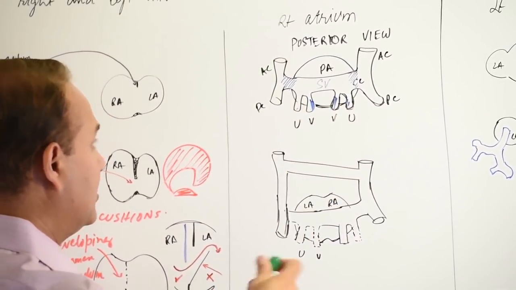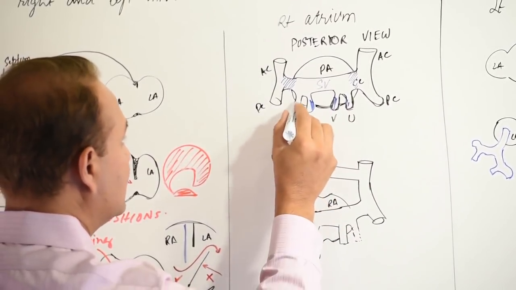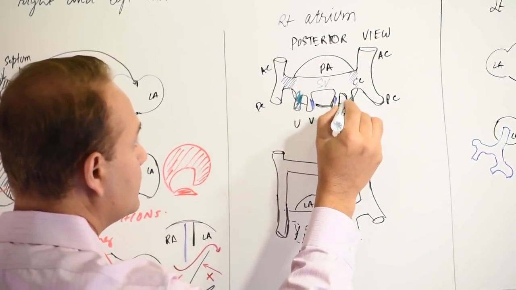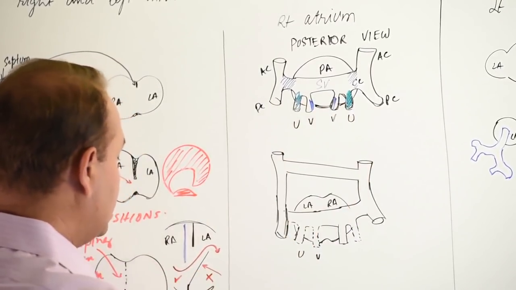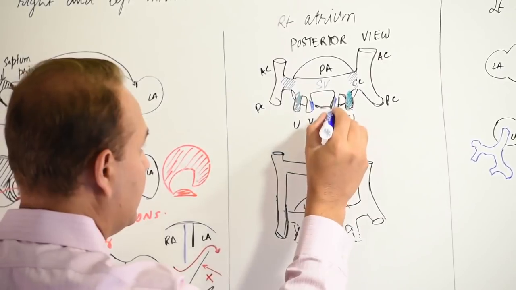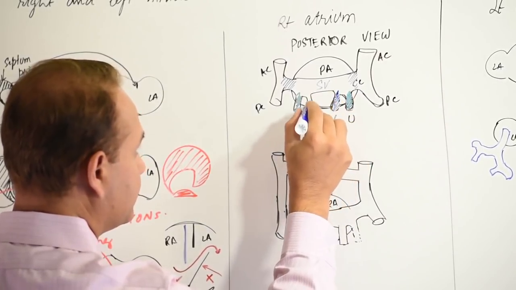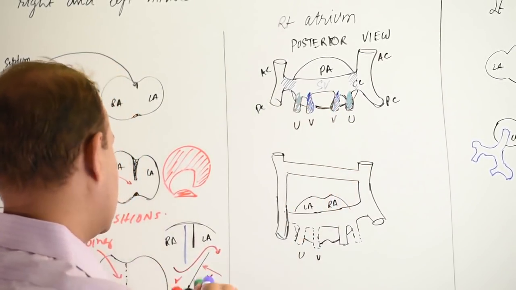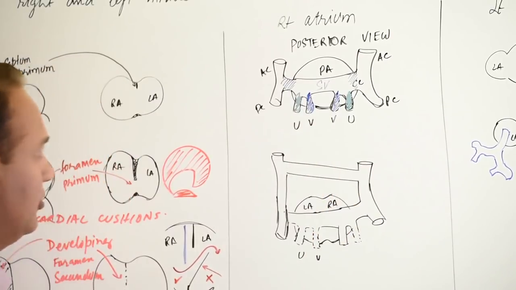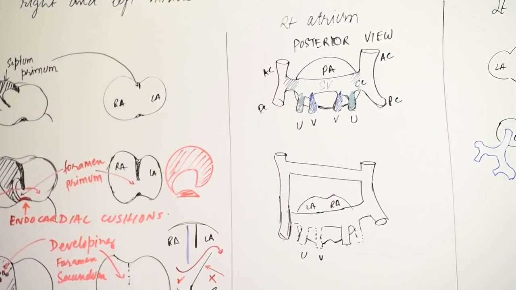So why don't I make the umbilicals green? The vitelline veins, I'll make them blue here. And common cardinals can be blue or red or whatever. So this is what we're seeing from the back.